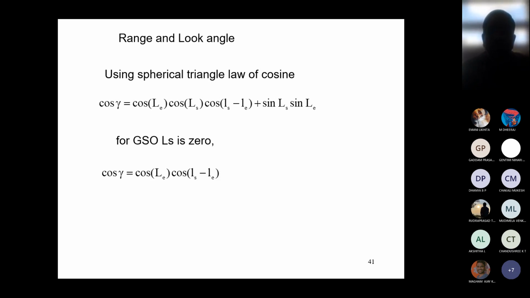If the satellite is a geostationary Earth orbit satellite, then the value of LS is equal to 0, where capital LS stands for the latitude of the sub-satellite point, or the latitude of the satellite as well. In that particular case, we can rewrite cos gamma with this equality. From this, we can find gamma as well as the elevation angle, and from the elevation angle we can find the distance between the ground station and the satellite.